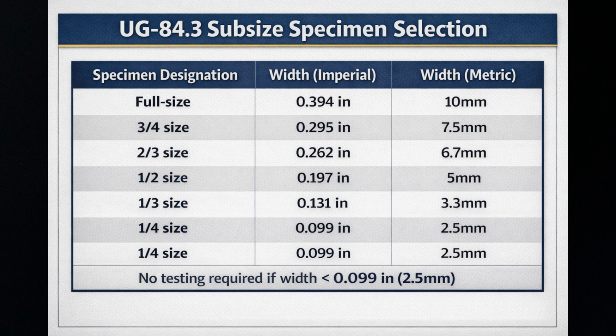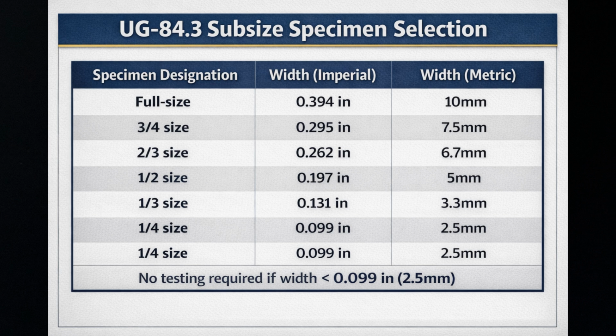There's one more special case, UG-84.3. If your material absorbs more than 180 foot-pounds, 244 joules, on full-size specimens, you are allowed to use a 10 by 6.7 mm subsize specimen. And in that case, the acceptance criteria change, you need 75 foot-pounds per specimen minimum. We will come back to that when we cover acceptance criteria.